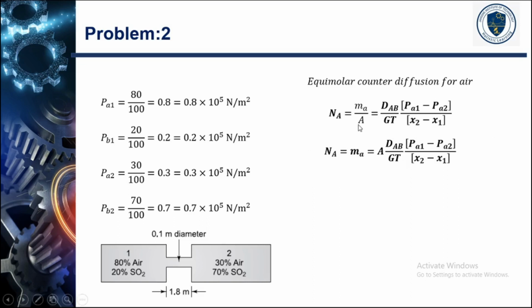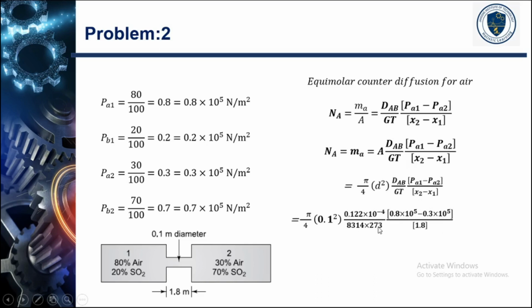So for that purpose the A goes to the right-hand side. So we have MA = A × (DAB/RT) × (PA1 − PA2)/(x2 − x1). If you substitute all the values given in the problem, we will get the molar flow rate, that is 7.035 × 10^-10 kilogram mole per second. Here the area is the pipe cross-sectional area, not the surface area. The formula for the cross-sectional area is pi by 4 d square. So now we come to the end of the problem using the concept of equimolar counter diffusion.